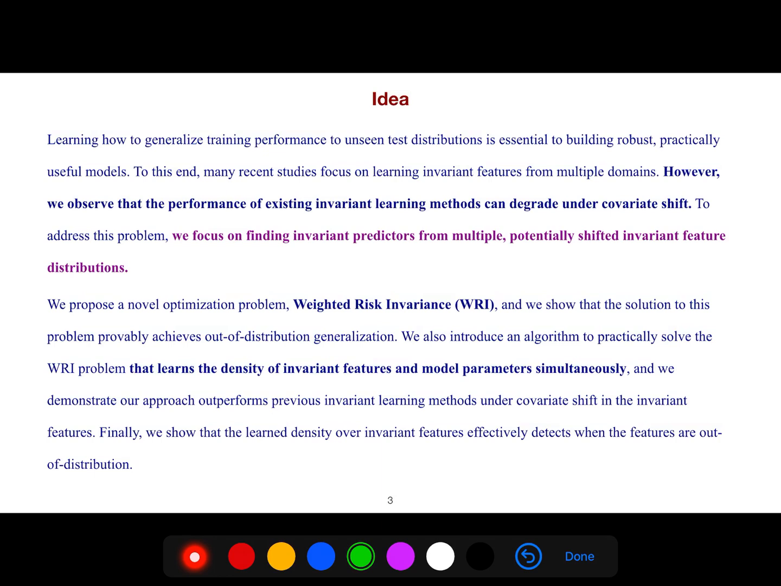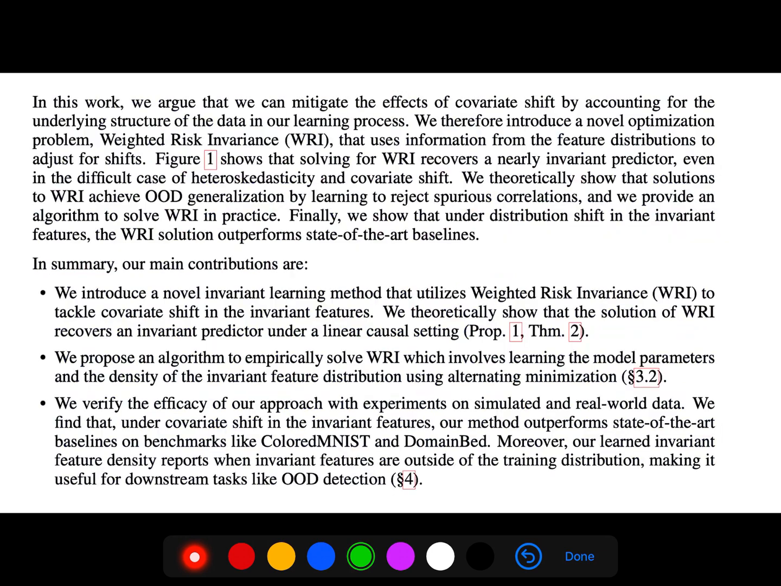So they propose this weighted risk invariance, and they show that the solution to this problem provably achieves out-of-distribution generalization. They also introduced an algorithm to practically solve the WRI that learns the density of invariant features and model parameters simultaneously. So these are three contributions.